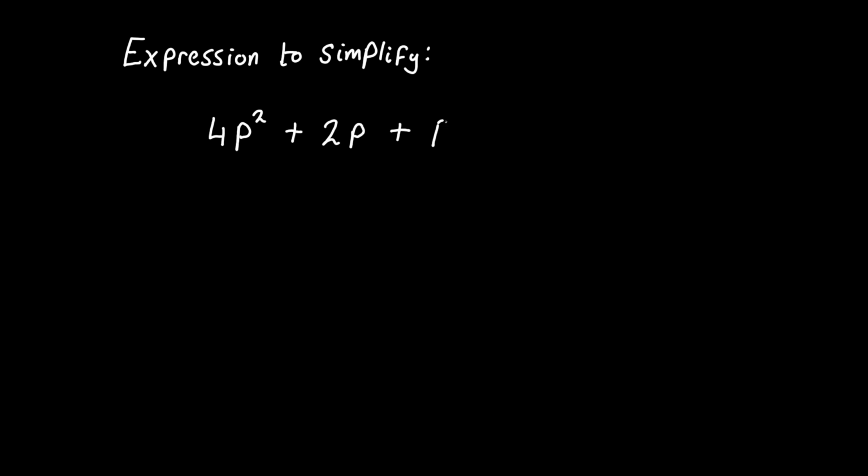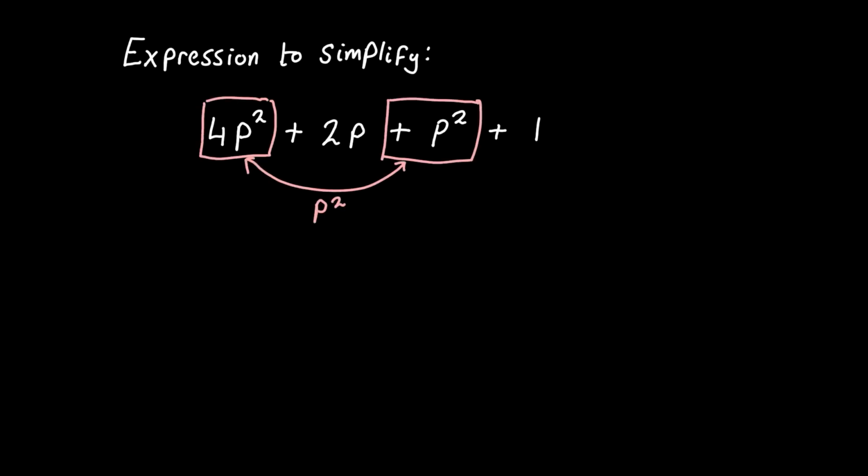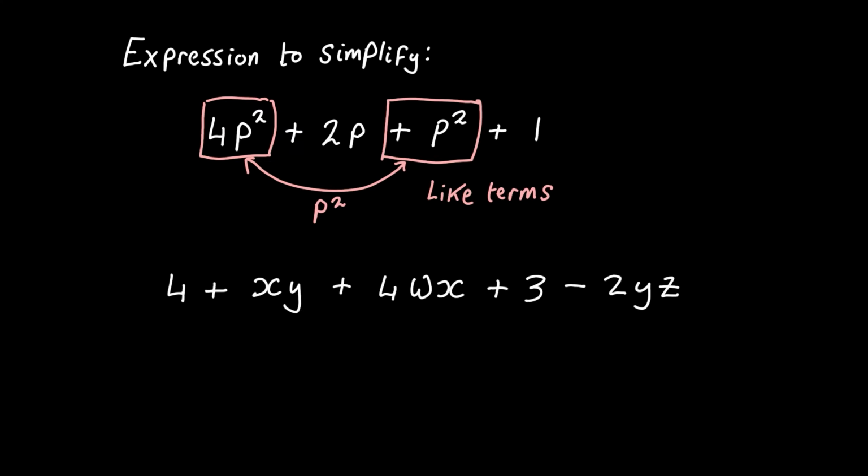The next expression has two like terms, and the like terms here are the p squared terms because they have the same variables and powers. In the next example, we can see all constant terms are like terms as well. In this expression, the 4 and the 3 constants can be simplified because they are like terms.